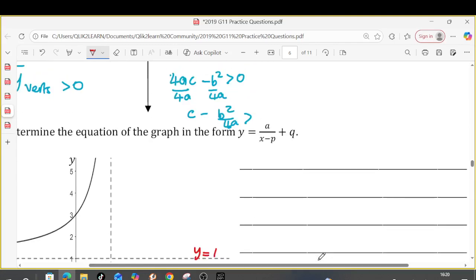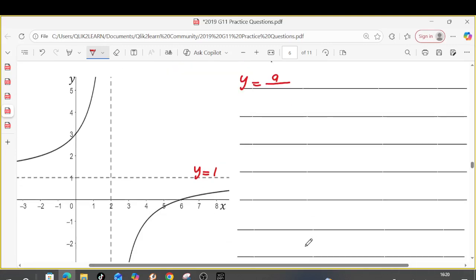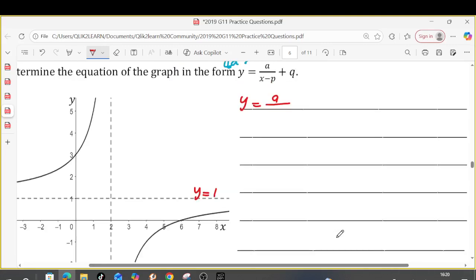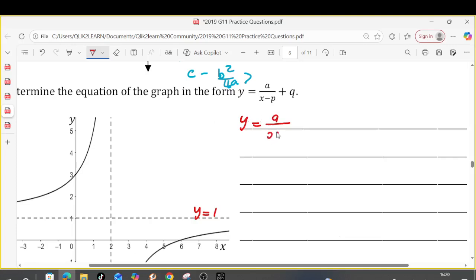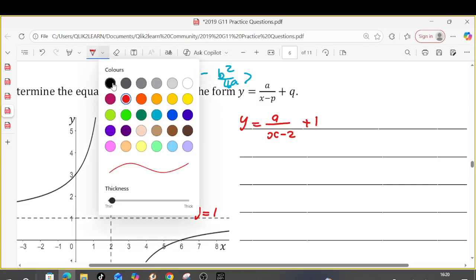Let's go and write them on this equation. This will be y is equal to a divided by x, and then what is the answer? The answer is 2, so we're going to say this is x minus 2, then y is 1, we're going to say plus 1. So now what's next? We need to find the value of what?